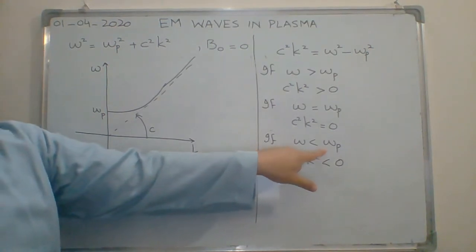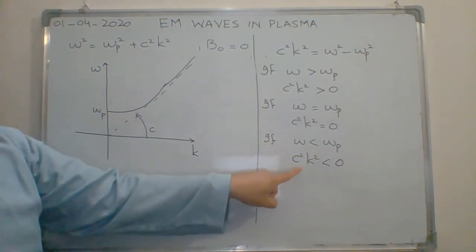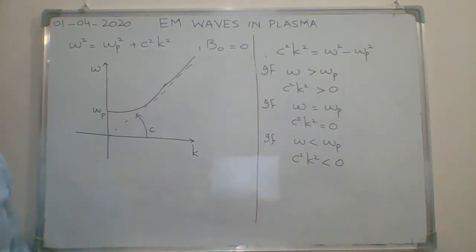Now, if omega is less than omega p, that means the frequency of the incoming electromagnetic wave is less than the plasma frequency, this k square becomes negative. And if k square becomes negative, that means the propagation vector k becomes a complex quantity, which shows us the attenuation of the wave. I'm going to show you in a minute, but just analyze it in a different way.